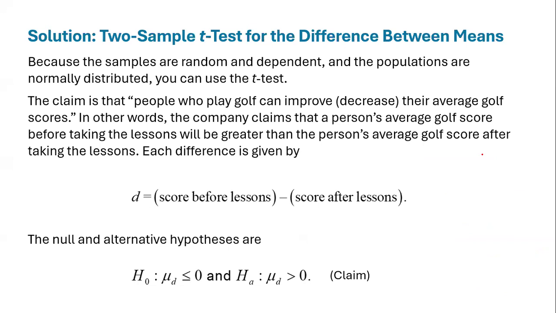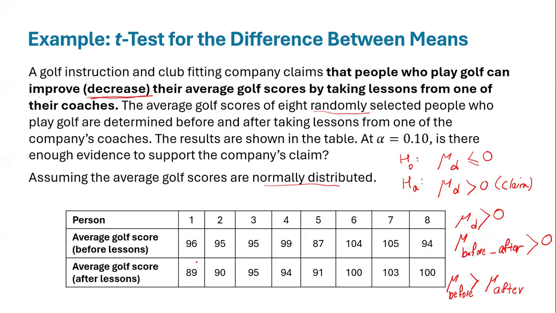find the mean of these differences. We need to find the difference values first. Difference value means subtract these values. What is 96 minus 89? What is 95 minus 90? 95 minus 95, 99 minus 94, 87 minus 91. And after finding the differences, then we need to find the mean and the standard deviation of those values.